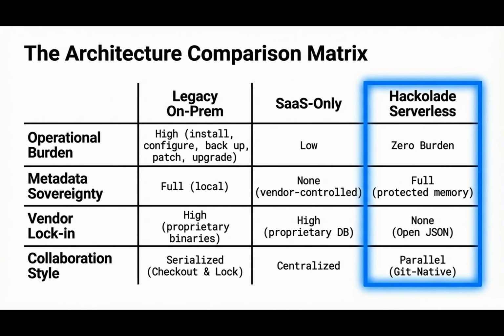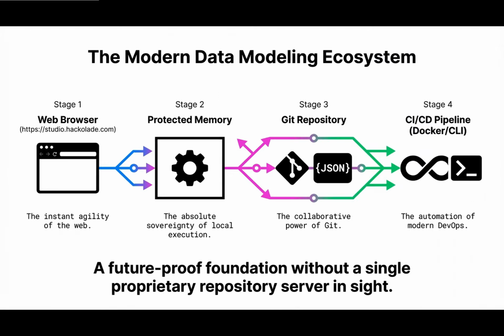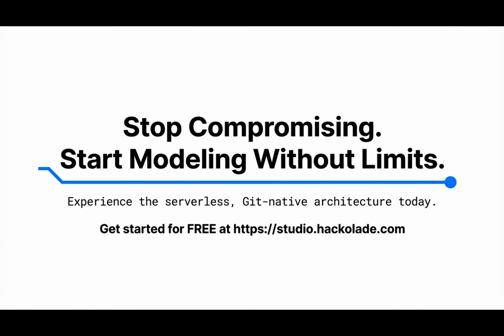Hackolade brings together three key advantages: ease of access, as you can model directly in the browser; strong security, as you keep your models fully private; powerful and flexible collaboration through Git, all without SaaS, and without a proprietary server. It's a simpler, more secure, and more flexible way to manage data models. If you'd like to try it, just open your browser and go to studio.hackolade.com and start modeling.